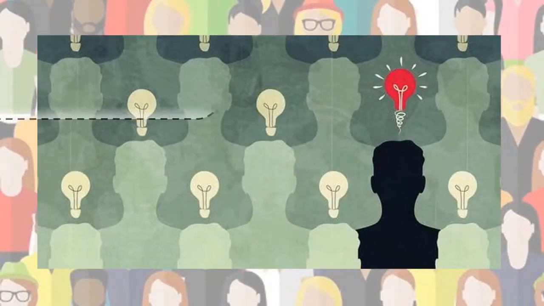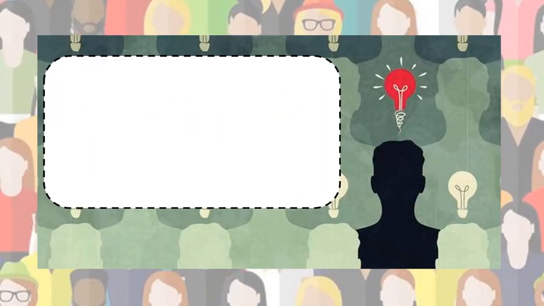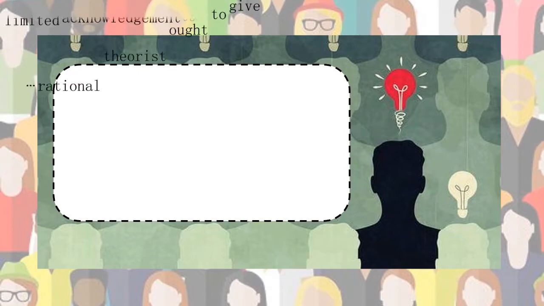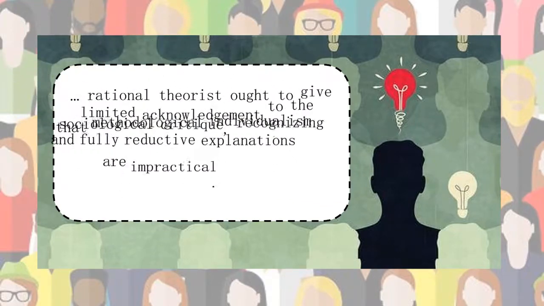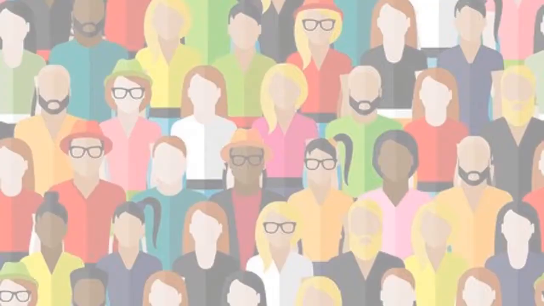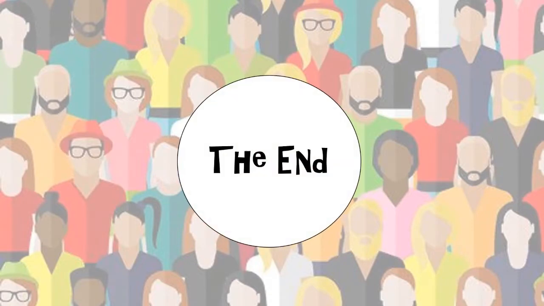And so, going to that, I want to relate it to the sociological critique, which demands that rational choice theories recognize that methodological individualism and fully reductionist theory are impractical.